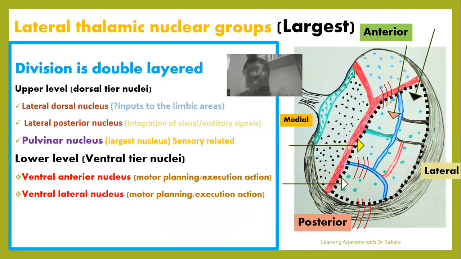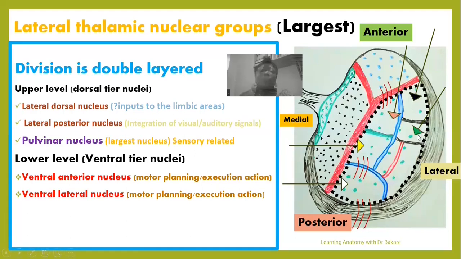Ventral lateral nucleus. This is the ventral lateral nucleus here, arrowed in green. It is in the ventral group of nuclei, and of course it is on the lateral side. It also presents similar function with the ventral anterior nucleus, also in the execution of motor planning action. So this is what they are involved in.